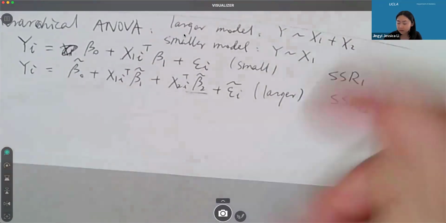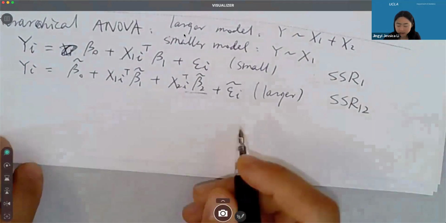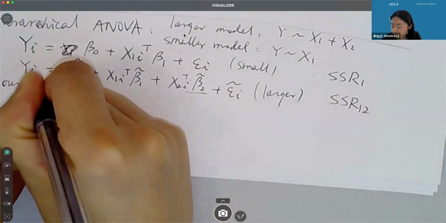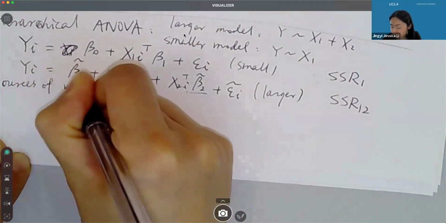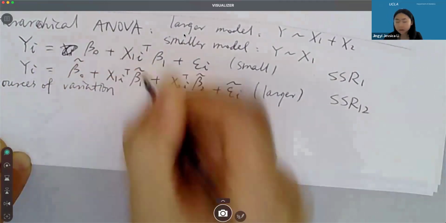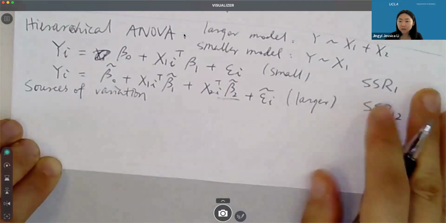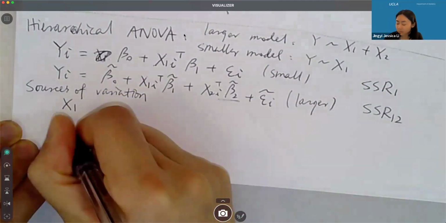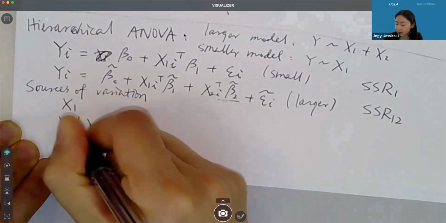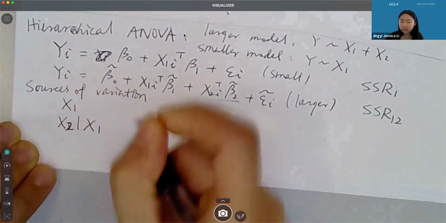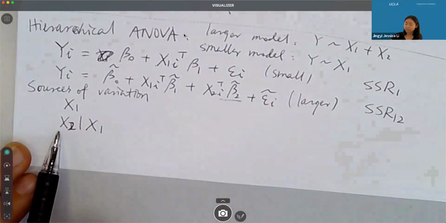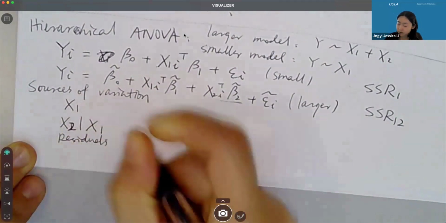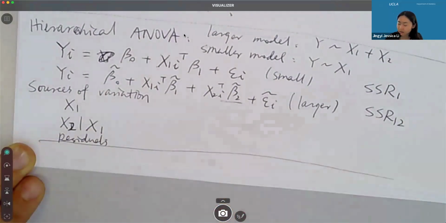So basically, in the ANOVA, we would have these. We call this first column sources of variation. The first model we consider is x1 only. For the second model, we have x1 and we give it x2 as an addition. So given x1, we add x2. And then we have the residuals.